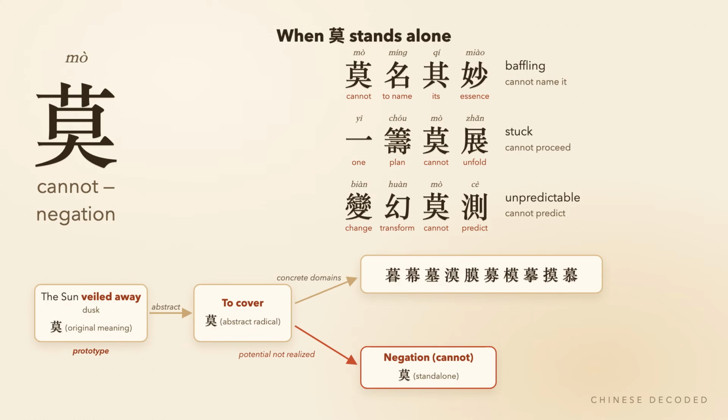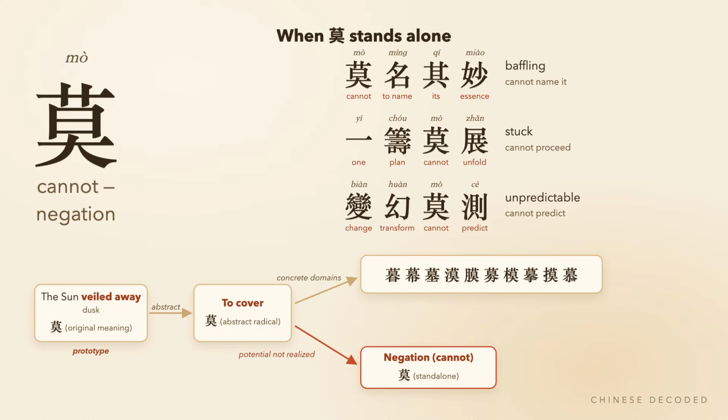So where does the negation sense come from? Well, from the veiled away sense we saw earlier. When something is veiled away, it is hidden, its potential unrealized. And from there, the negation. So mo's semantic evolution followed a logical path. First, a concrete scene, dusk, the sun veiled away. From the scene an abstract operation, to cover, and from to cover's veiled away sense, the potential unrealized, negation.